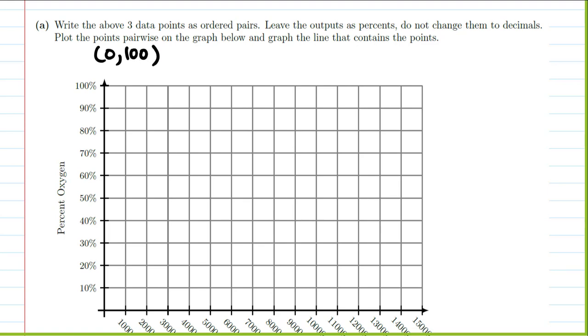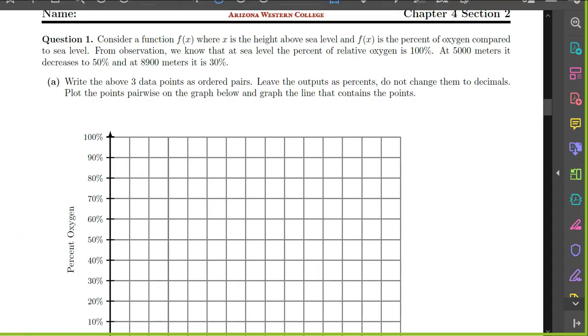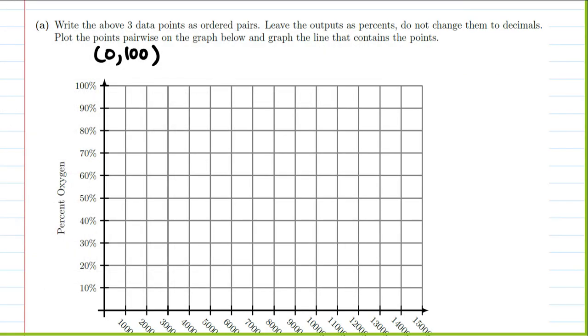Our second ordered pair says when we are at an altitude of 5,000 meters, we then decrease to 50% oxygen. And then our last ordered pair says that at 8,900 meters, the oxygen level decreases to 30%. So we're going to graph each of these pairwise and then connect the dots with those lines.